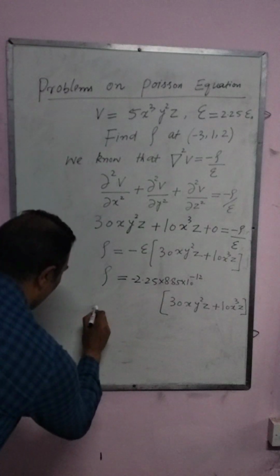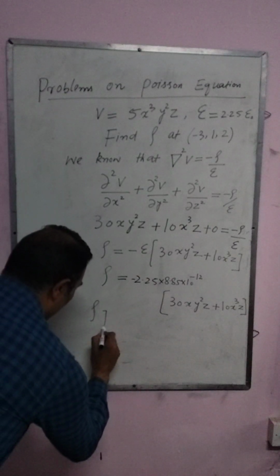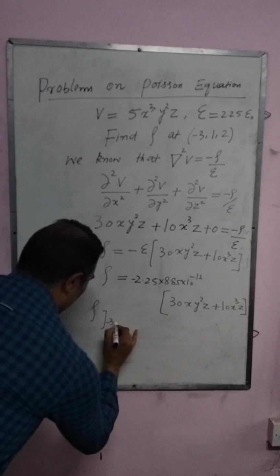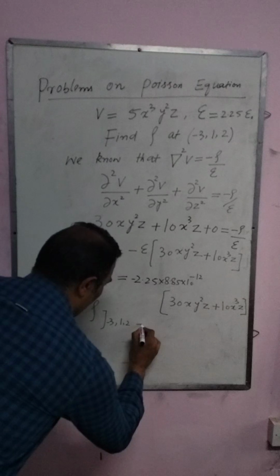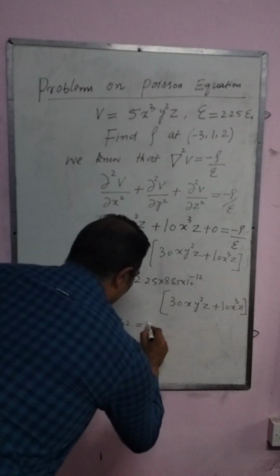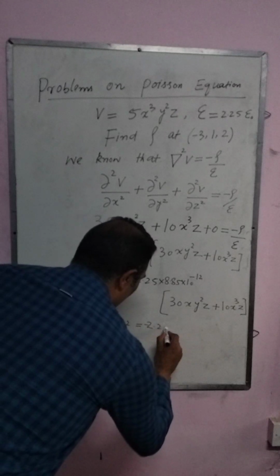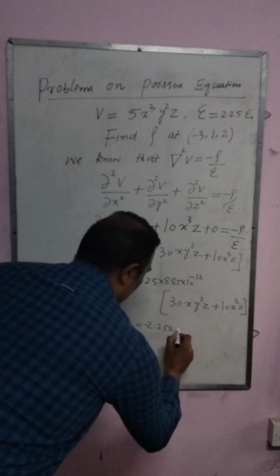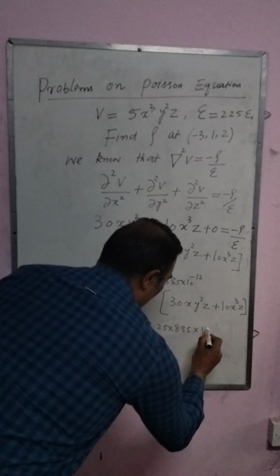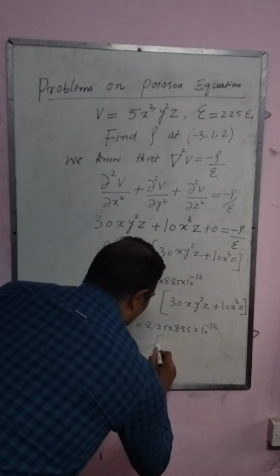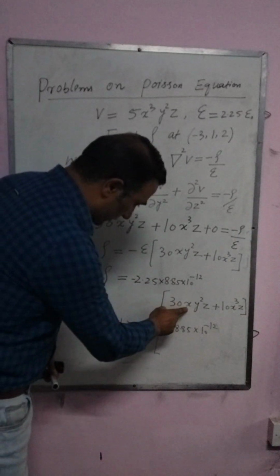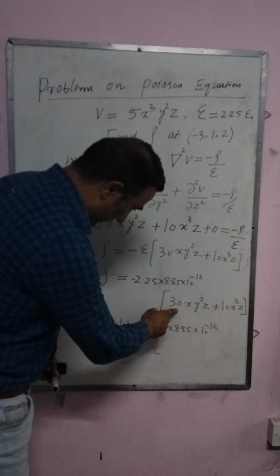So we can write the charge density at (-3, 1, 2). If I calculate this, it will be some minus 2.25. Suppose this is approximately 8.85 into 10 to the power minus 12, right? And inside, when I substitute -3 here, it will be minus 90.